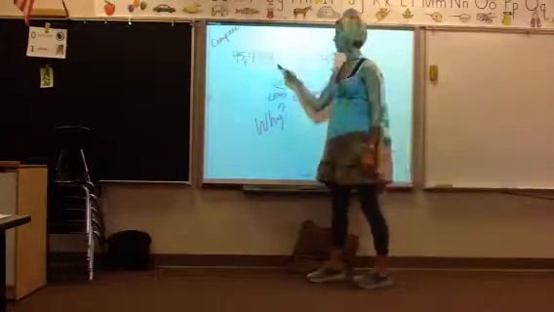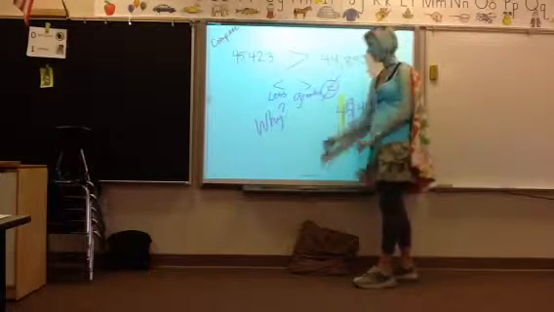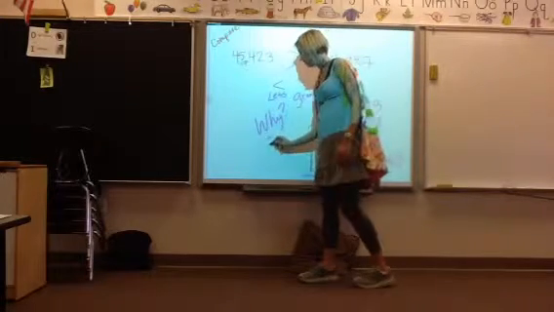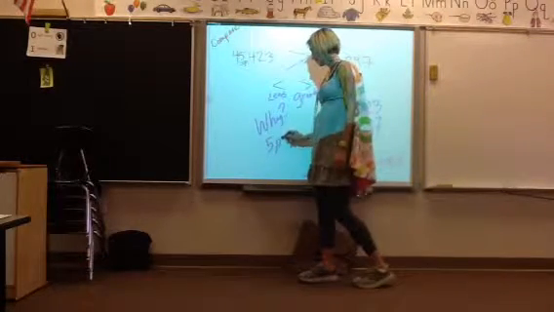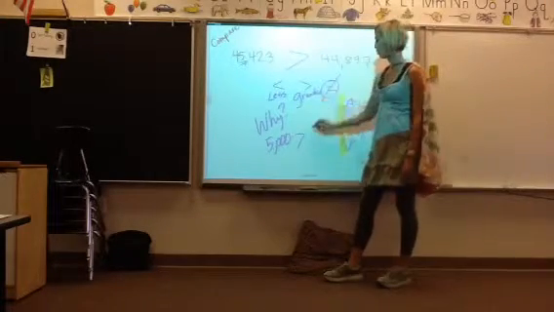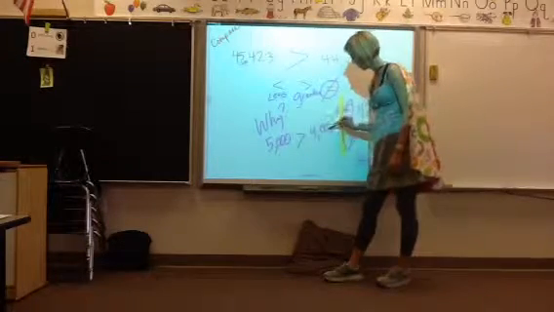So this number here is going to be greater than 44,897. And the reason why is because 5 thousands is greater than 4 thousands. That's the place value we were looking at.